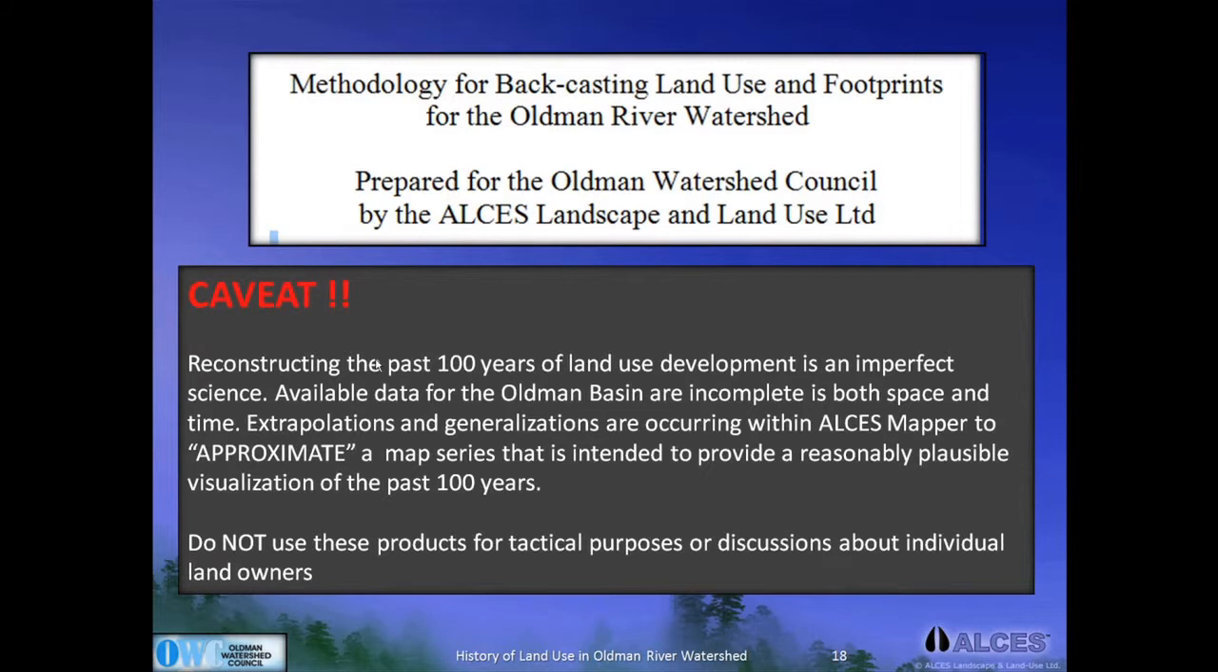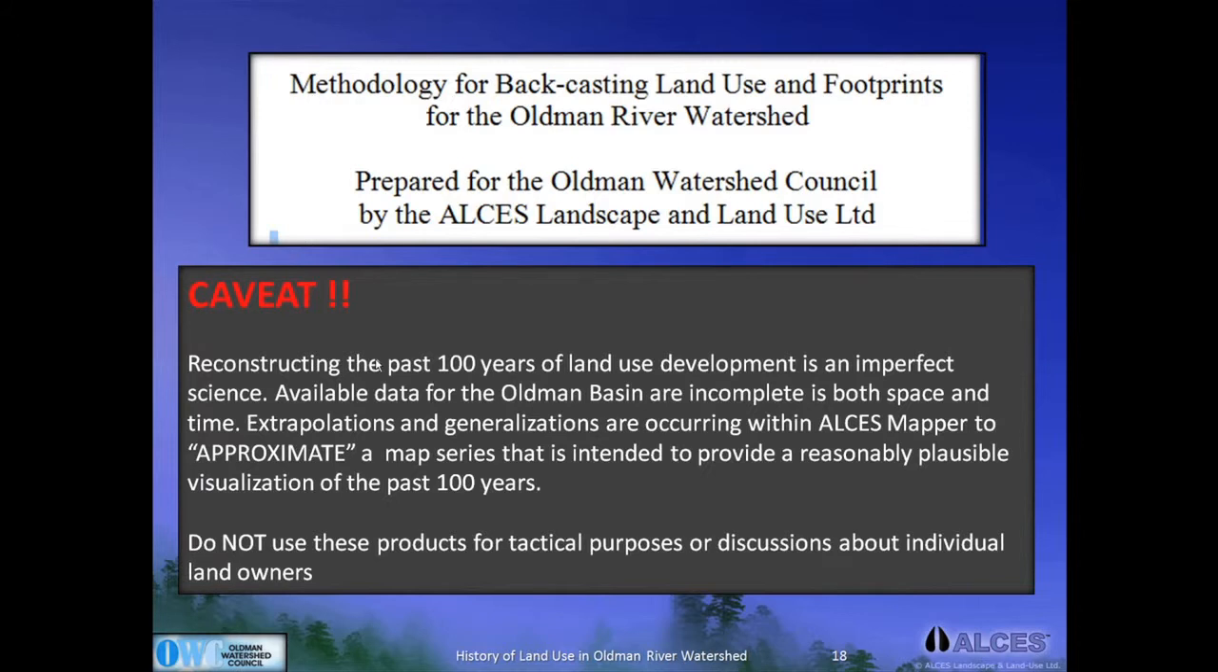And it provides us with a good strategic overview, a very plausible one, as to how these land uses unfolded through time. However, it would be inappropriate to use these products for tactical purposes or discussions about any individual landowner. It's not intended for that purpose, and it doesn't have that kind of level of resolution.